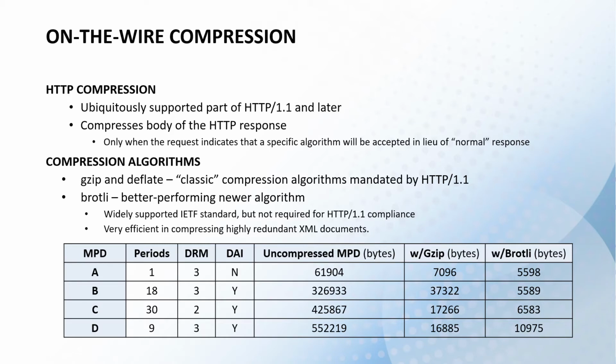Then there is a newer and better performing algorithm. Broadly, it's not required by HTTP 1.1, but it's supported, and it is an IETF standard. If you look at the table here, you'll see that it performs amazingly well and significantly better than gzip, especially on larger MPDs, where it is able to attack the issue of very high redundancy of the document.